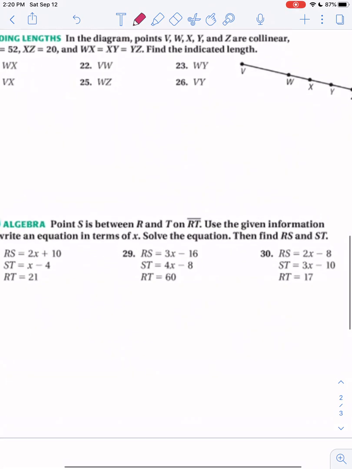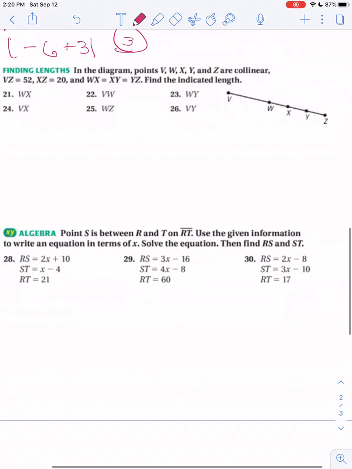It says that the points are collinear. We know that means they're on the same line. And let's go ahead and mark our diagram. We're going to mark the given information. They say that VZ is 52 units long. So we know this whole thing is 52, and I'm going to indicate that the whole thing is 52.